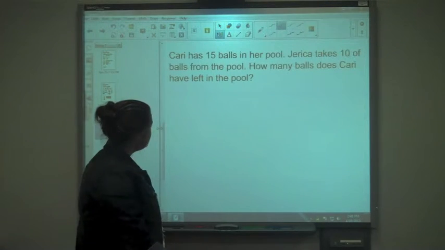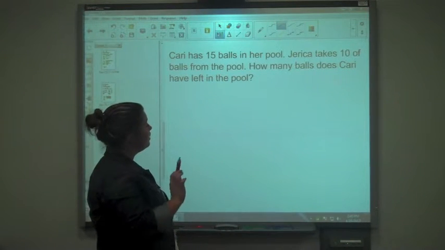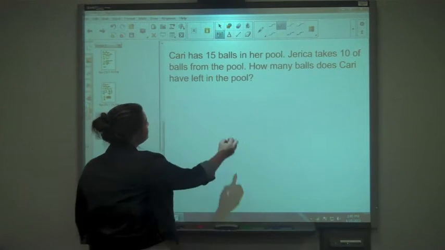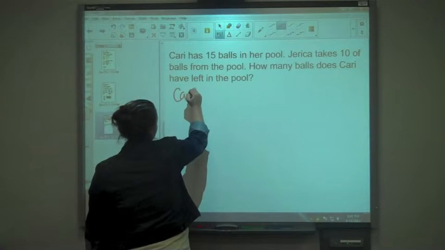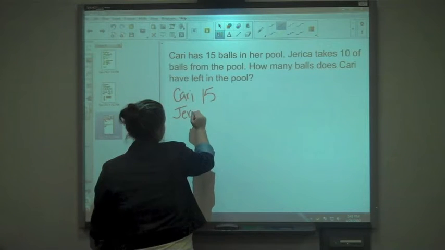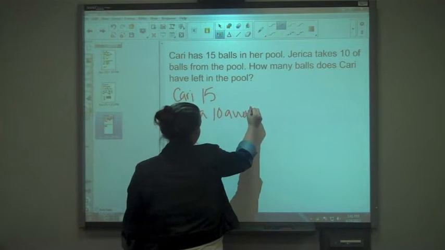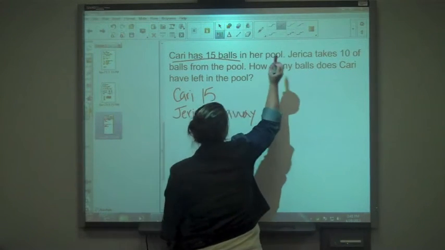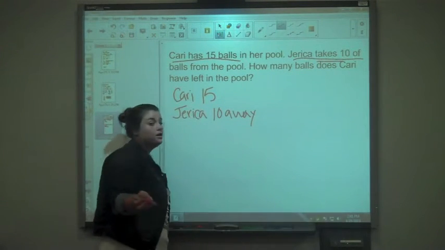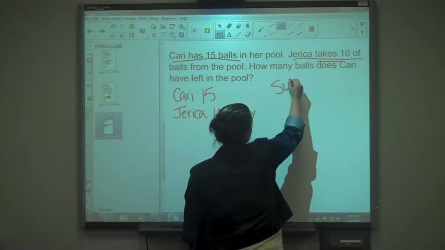All right. Carrie has 15 balls in her pool. Jerica takes 10 balls away from the pool. How many balls does Carrie have left in her pool? So, if Carrie has 15 balls and Jerica takes 10 away, if we're taking away, what kind of problem are we doing? Subtraction, you're right. This is a subtraction problem.